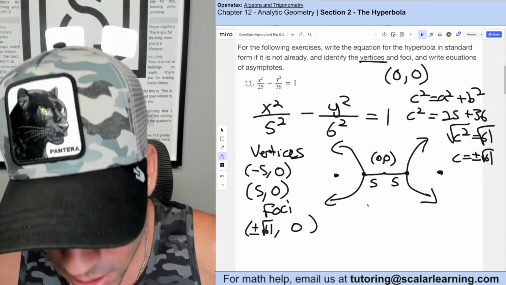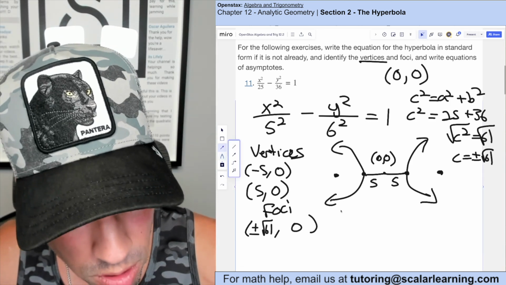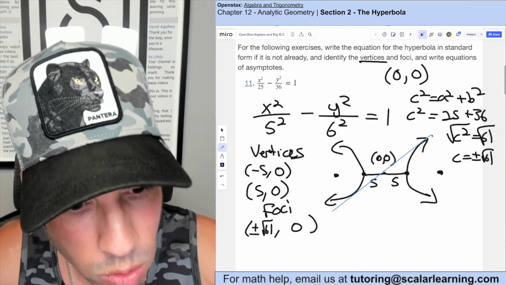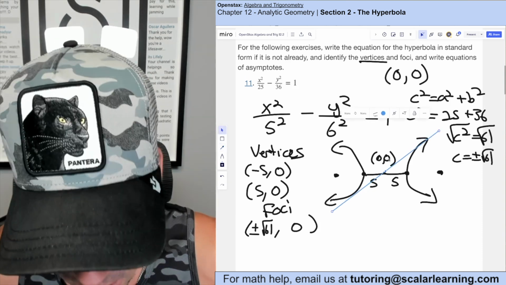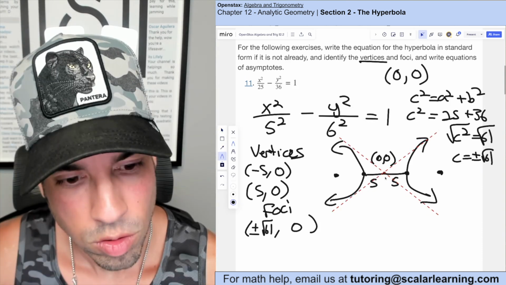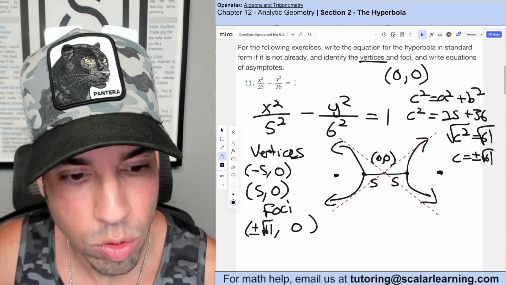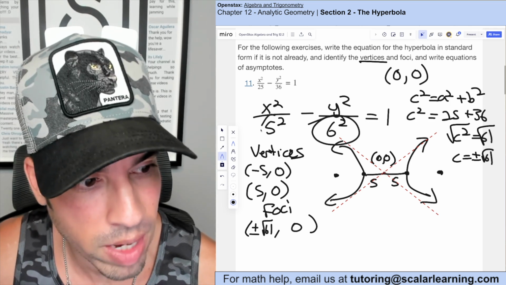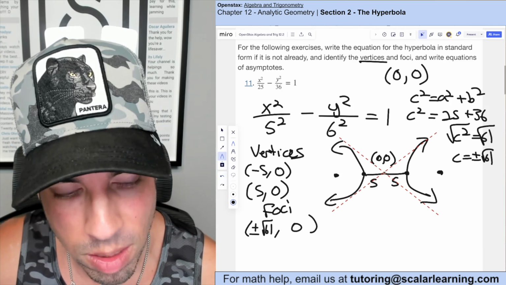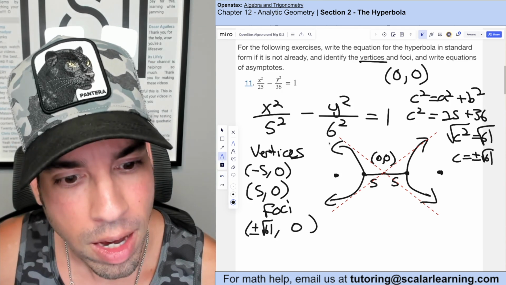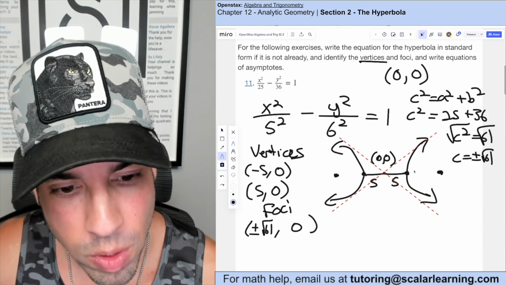Now the last thing we need are the equations of the asymptotes. And the equations of the asymptotes, we know that they go through that center, right? And they come like this. So we can pretty much use point slope and these values to come up with the equation, okay? Because they both share 0, 0. And what is the slope? Well, going this way, right?